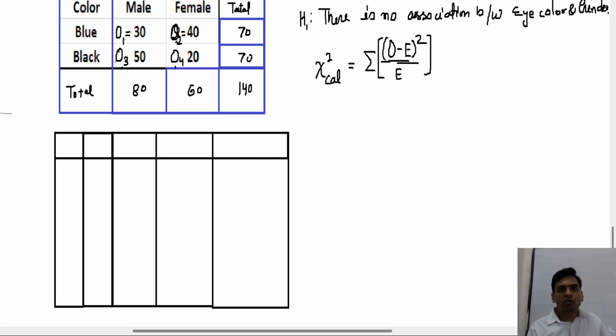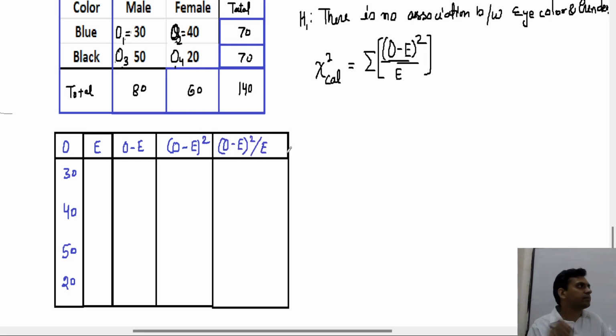And first is observed frequency. So first observed frequency is 30. And second observed frequency 40. Next is 50. And fourth observed frequency is 20. Clear? Now next task, expected frequency. Then we will prepare column for O minus E. Then we will prepare column for square. And then we will write observed minus expected square divided by E. Done? Anyone? Any doubt? Confusion?